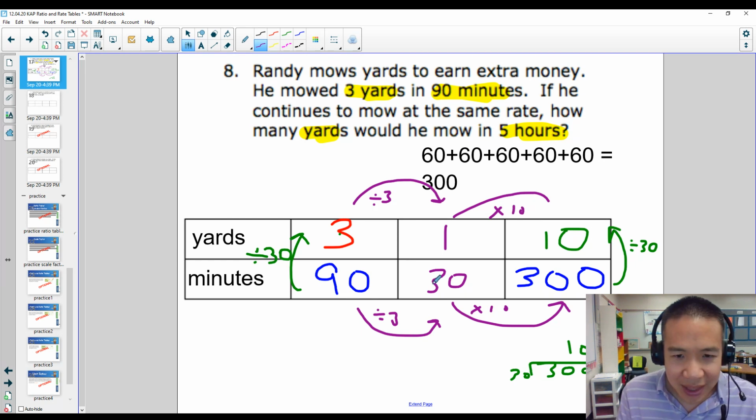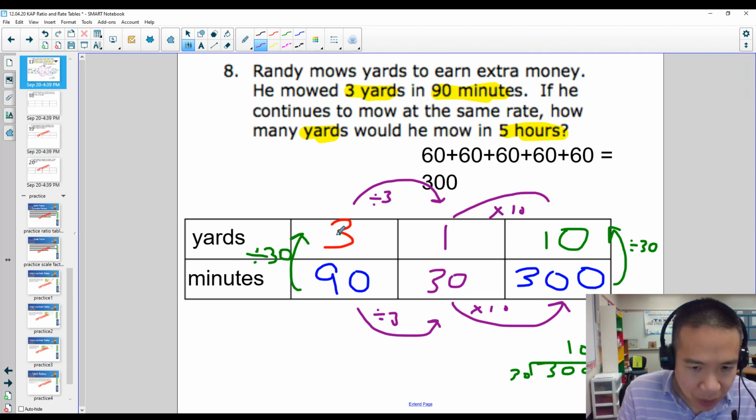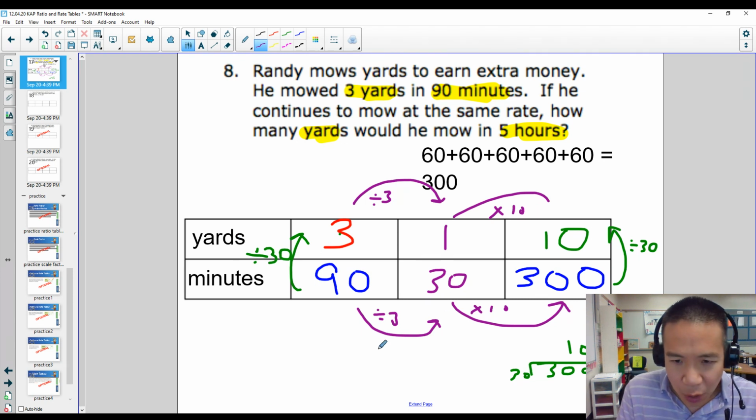So the main thing is you need to label it and put the numbers in the correct spot. You can do an up and down relationship or a side to side relationship.